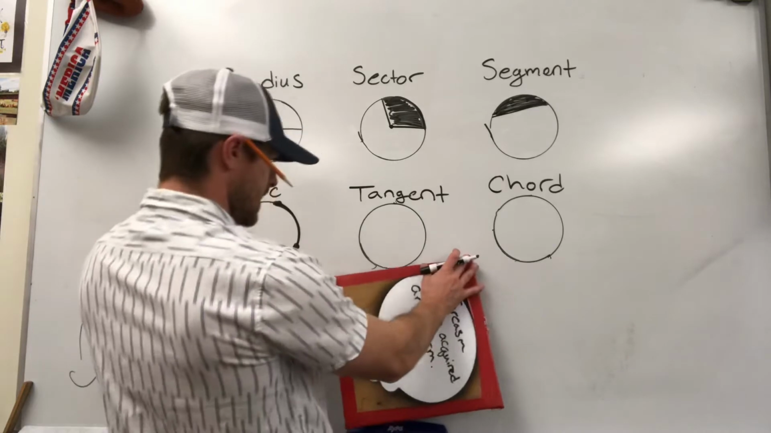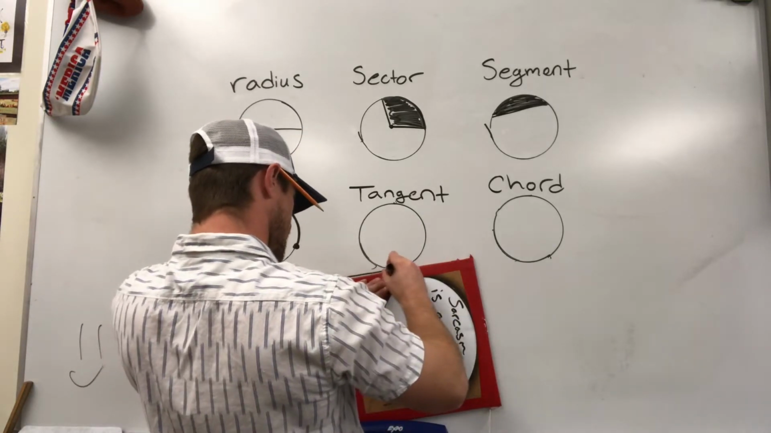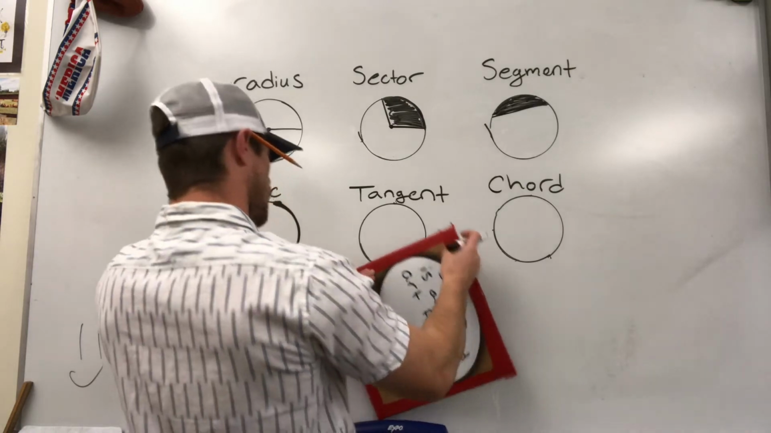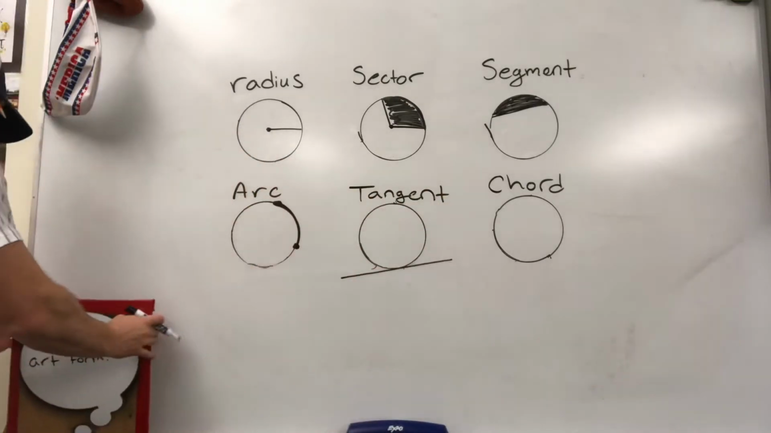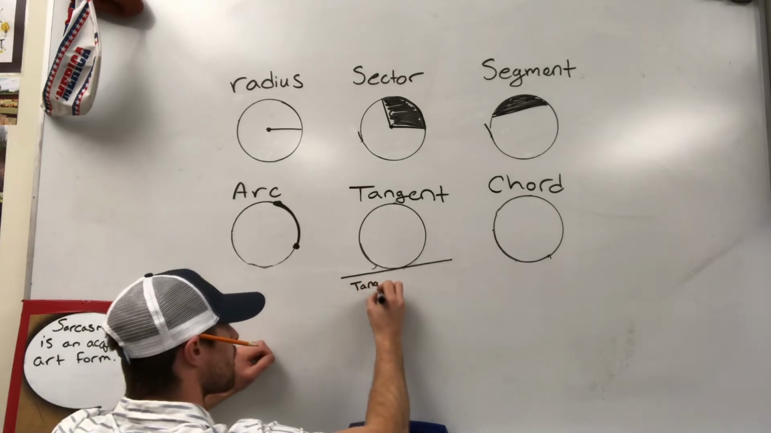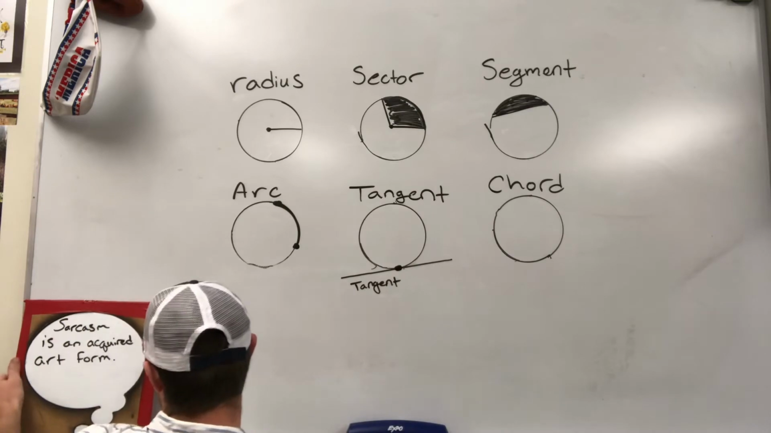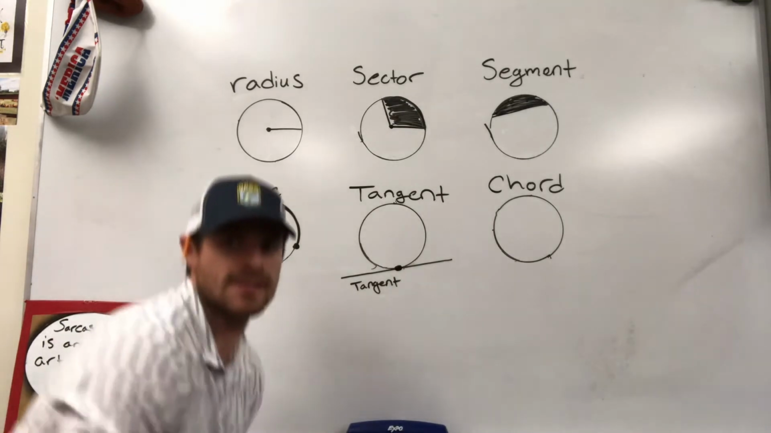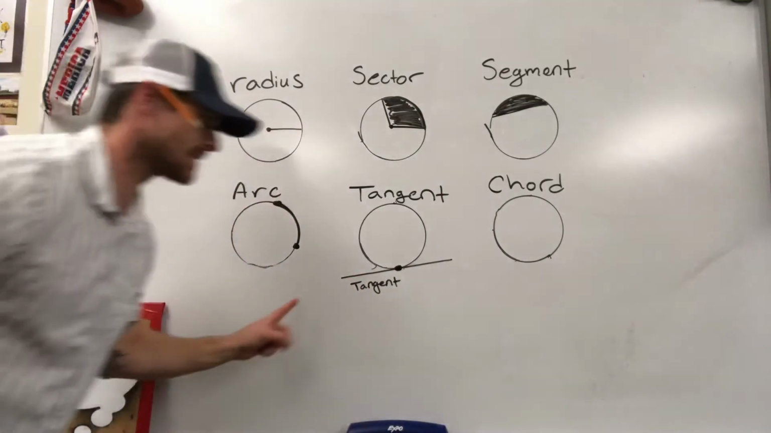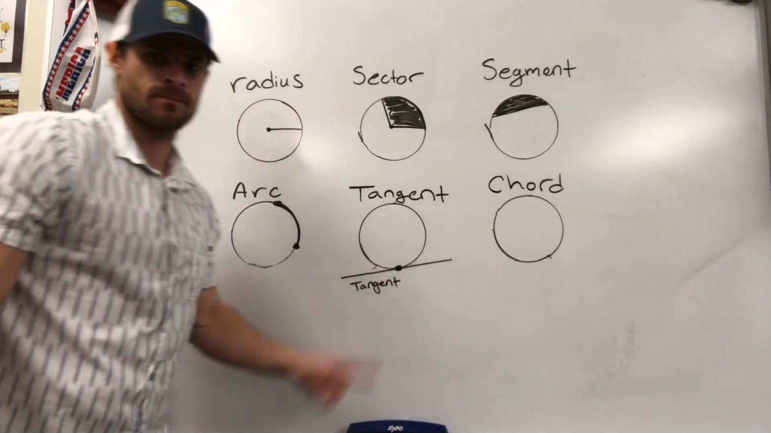A tangent, okay, let me actually draw something to draw a straight line here. Tangent is the line that meets and hits the circle at exactly 1 point and 1 point only. So this line here is called the tangent. That right there is our point of contact. That is the 1 point that this line makes contact with our circle.